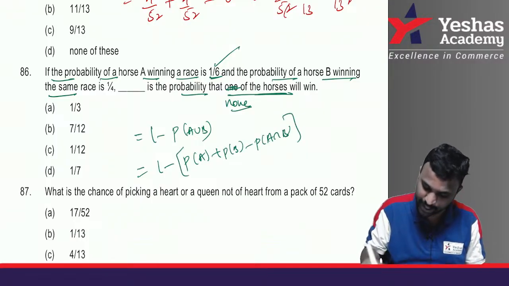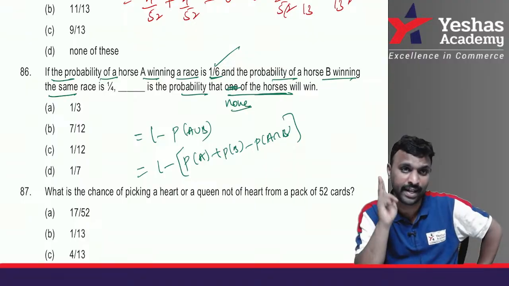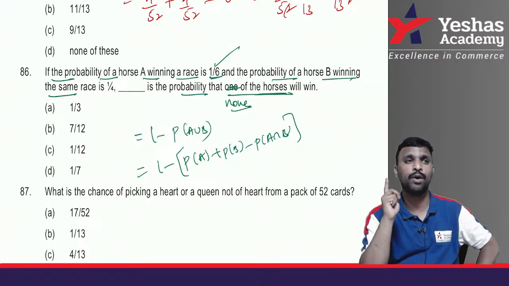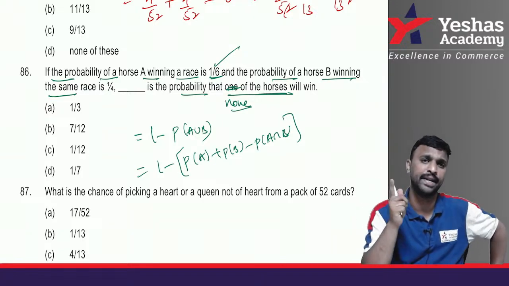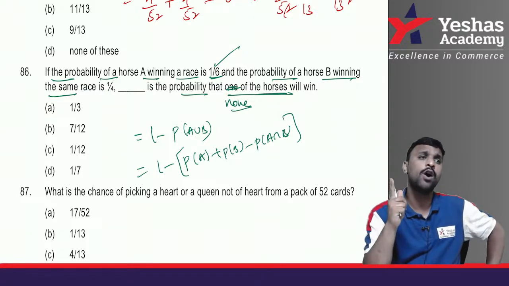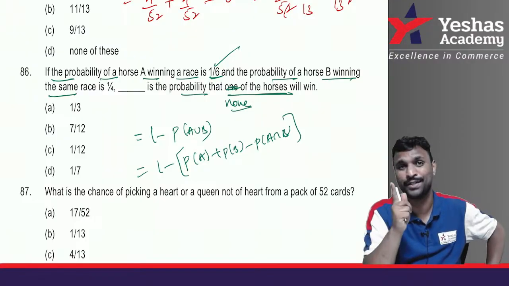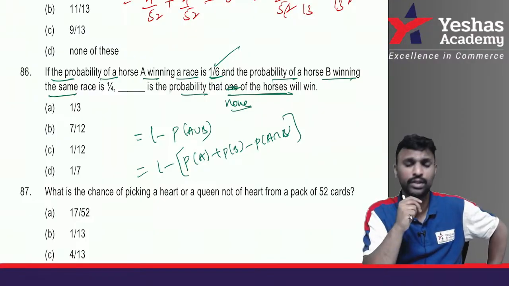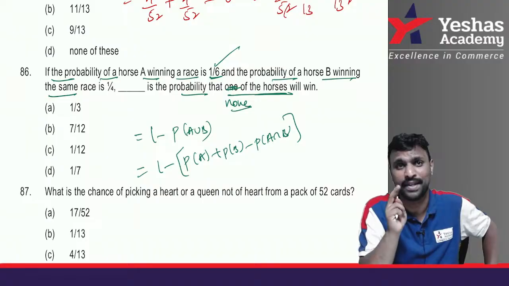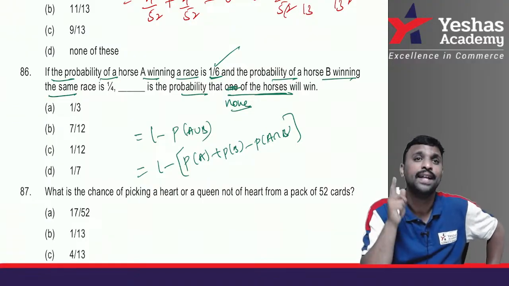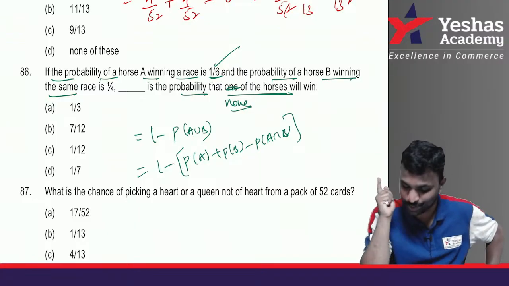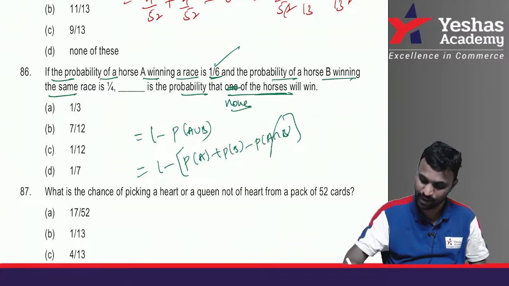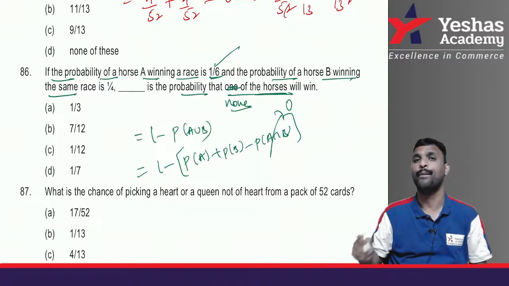Yes or no? Now guys, there are 2 horses running the same race. Tell me about these 2 horses. Is the winning dependent or independent? If one horse wins, the other horse has to lose. Yes or no? So both the horses cannot win the same race. They are not independent, they are dependent. If one horse wins, the other horse has to lose. So they are mutually exclusive. So P of A intersection B becomes 0.